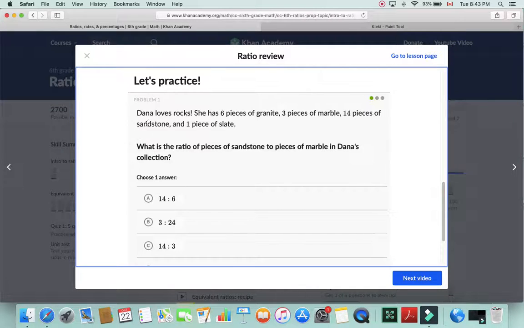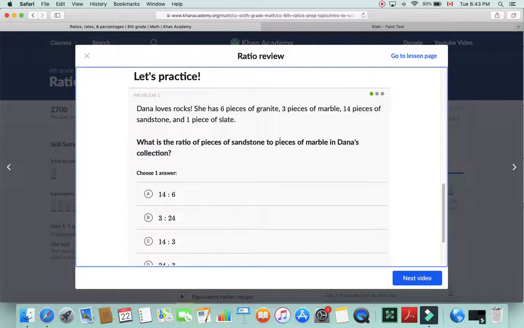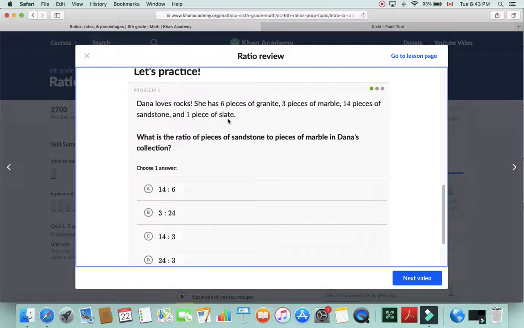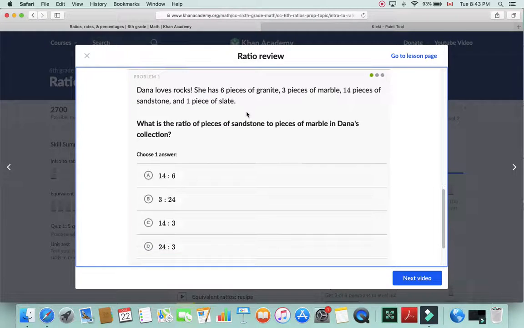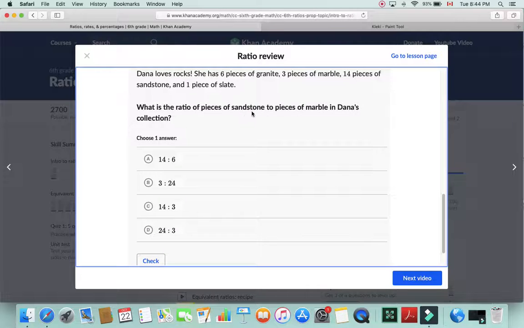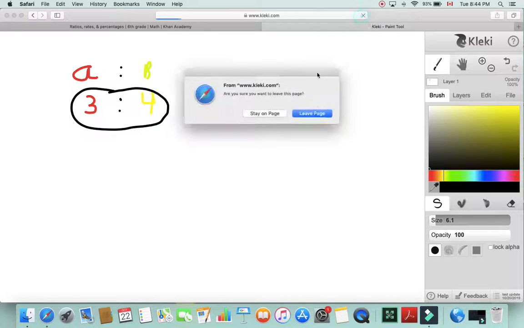Let's practice. Dana loves rocks. She has 6 pieces of granite, 3 pieces of marble, 14 pieces of sandstone, and 1 piece of slate, I think. What is the ratio of pieces of sandstone to the pieces of marble in Dana's collection?